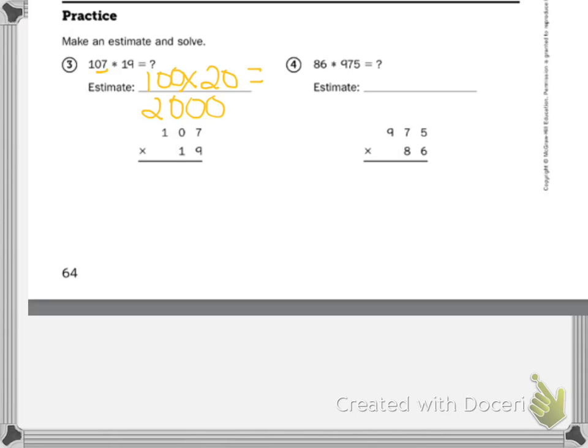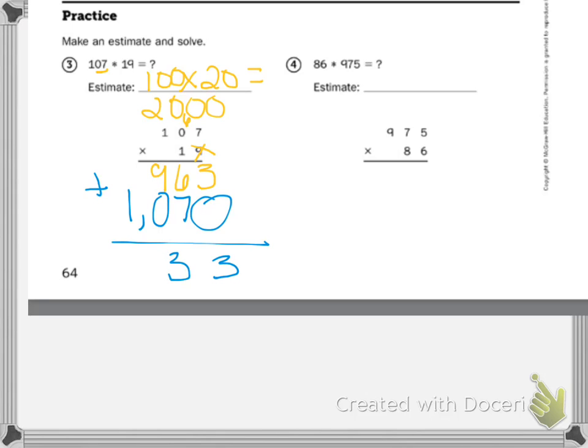So first I need to do 7 times 9, which is 63. My 3 goes in my ones column, and I carry my 6. 9 times 0 is 0, plus 6 is 6. And then 9 times 1 is 9. I cross that 9 off, and then 0 below. 1 times 7 is 7, 1 times 0 is 0, and 1 times 1 is 1. Then you add 3, 13.